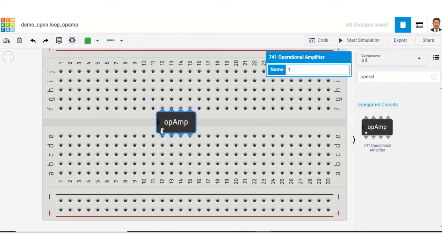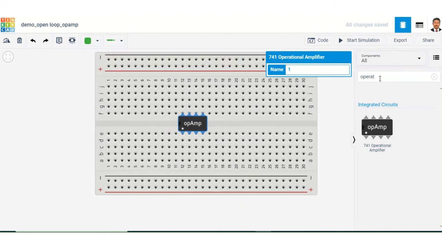You see from the left, 1 2 3 4 5 6 7 8, there are 8 pins, and if you bring the cursor here, it will indicate its operation. Offset. Pin number 2 is the inverting input. Pin number 3 is the non-inverting input, that is IN plus. Pin number 4 is the negative power supply, therefore it is showing power minus. Pin number 5 is offset 2. Pin number 6 is the output terminal. Pin number 7 is the positive power supply. Pin number 8 is not connected. All right.